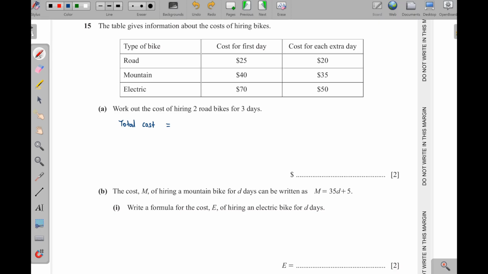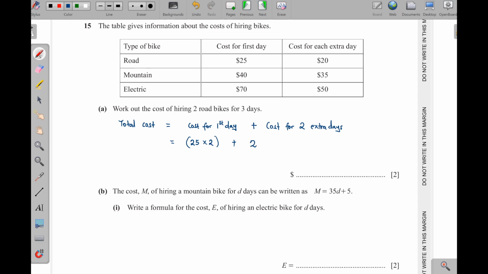So we have the cost for the first day, then plus, since there are 3 days, we shall have now the cost for 2 extra days, not so? So the cost for the first day is 25 times 2. Why are we multiplying by 2? Because there are 2 bikes. Then plus cost for 2 extra days.